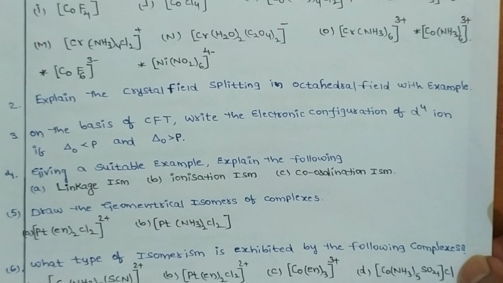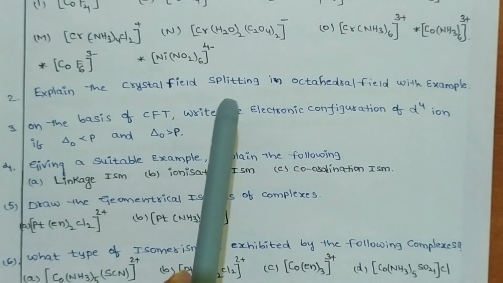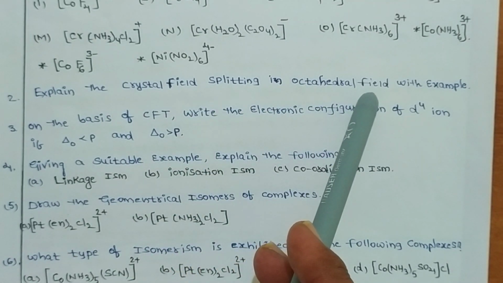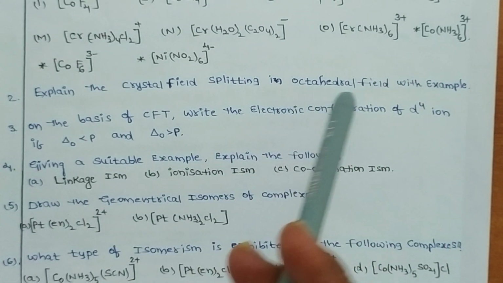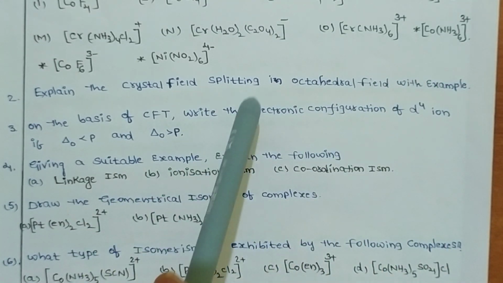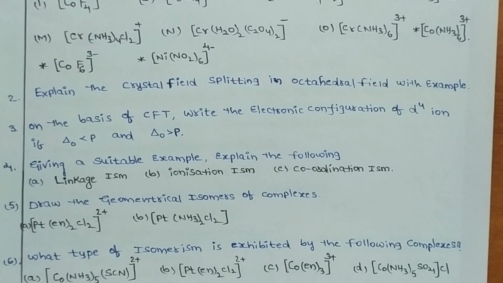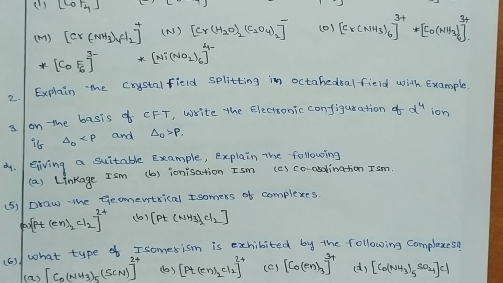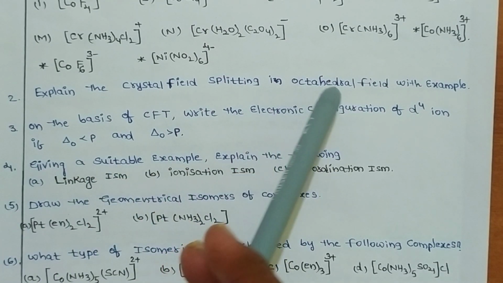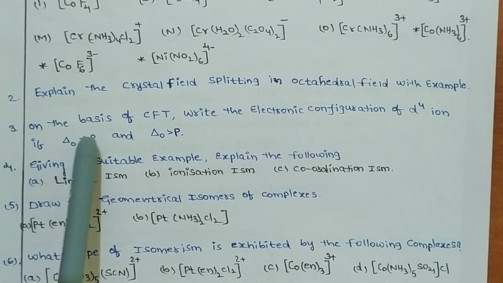Next, another model question is to explain the crystal field splitting in an octahedral complex compound with an example. You can take an octahedral complex compound and explain the crystal field splitting diagram, the t2g and eg diagram. That question you practice.